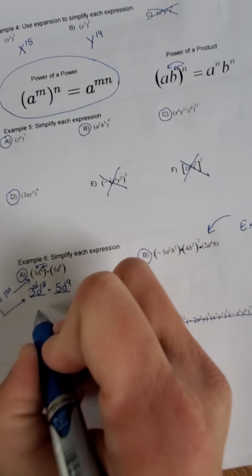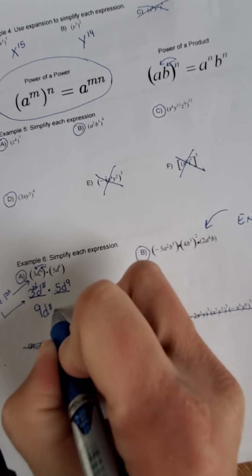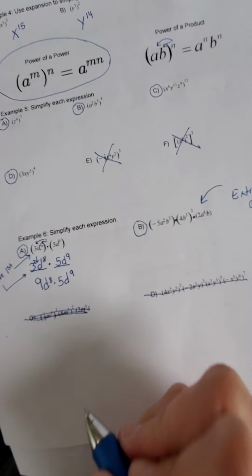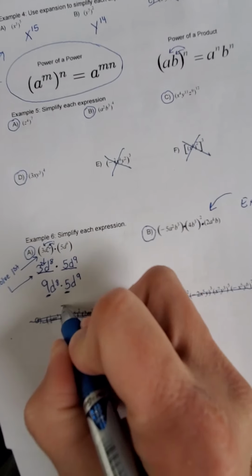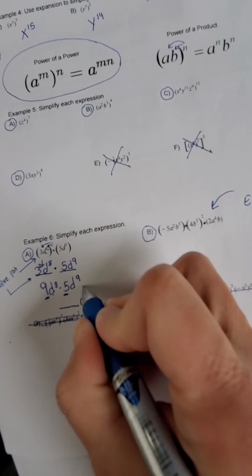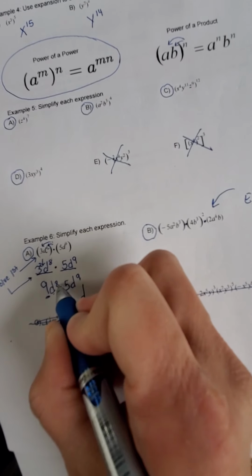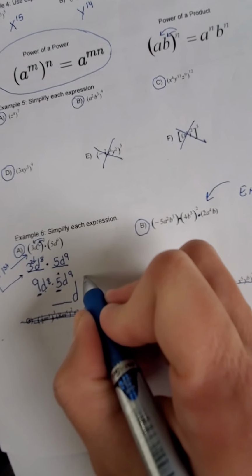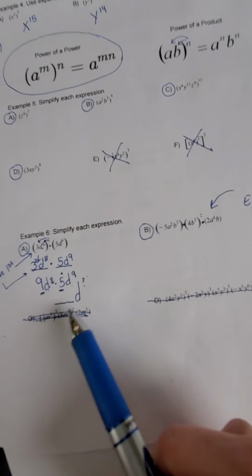Okay, we know 3 squared is 9. So we have 9d to the 8th times 5d to the 9th. Okay, so my rules, we're going to do 9 times 5, which is what? Keep your base, d, and then remember, multiplying exponents, I'm actually adding them. So 8 plus 9 will give you a power. Okay, that's how you do letter A.